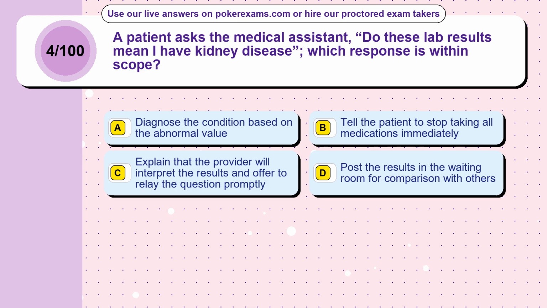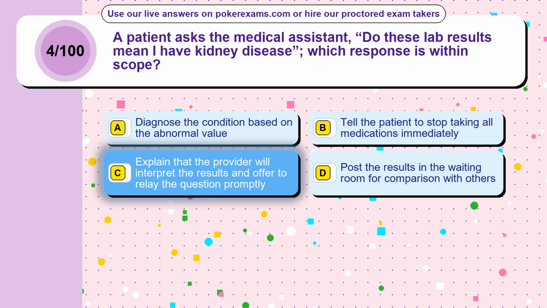Question 4. A patient asks the medical assistant, "Do these lab results mean I have kidney disease?" Which response is within scope? Option A. Diagnose the condition based on the abnormal value. Option B. Tell the patient to stop taking all medications immediately. Option C. Explain that the provider will interpret the results and offer to relay the question promptly. Option D. Post the results in the waiting room for comparison with others.